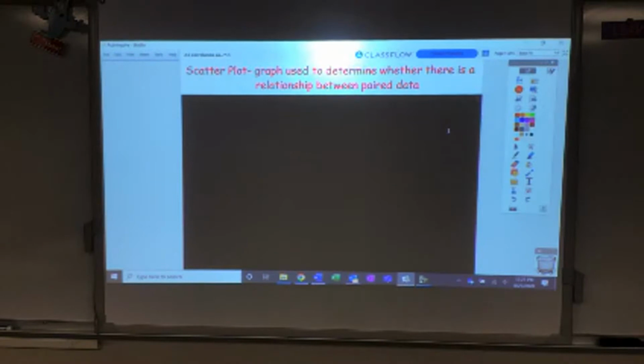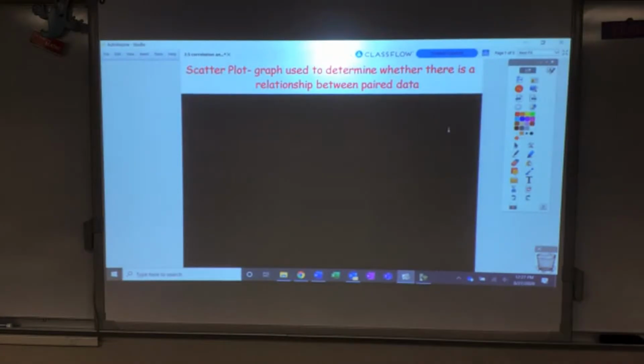Today we're going to talk about section 2.5, which is scatterplots and correlation. So what is a scatterplot? A scatterplot is a graph used to determine whether there is a relationship between a paired set of data. We usually plot scatterplots from given real-life data that we have collected.